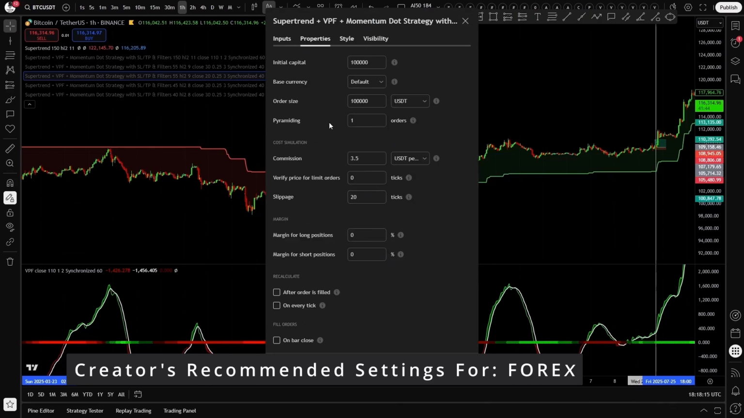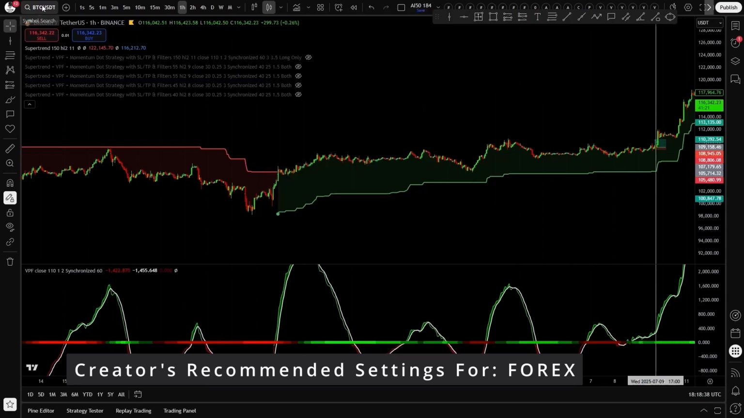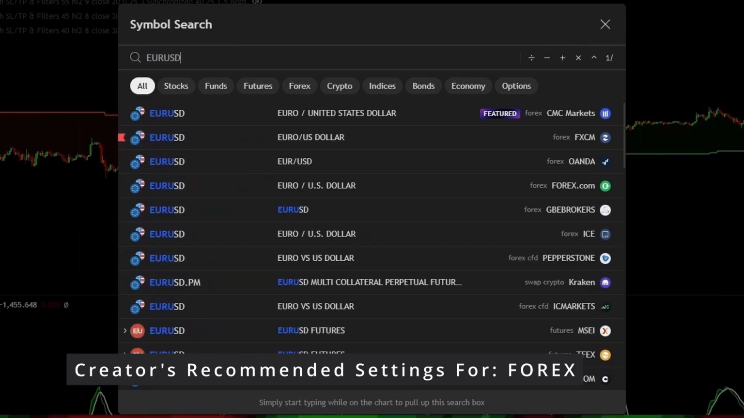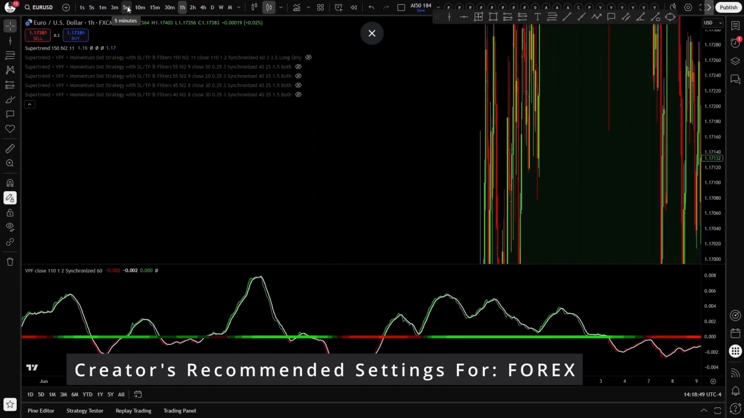And in the properties tab, I set up 100,000 initial capital with 100,000 order size on each entry, a 3.5 commission per contract, and a 20 tick slippage. Now, of course, we have to switch to the Forex pair we are going to test, which will be Euro USD. Now let's check each time frame and see if we can find a good one.